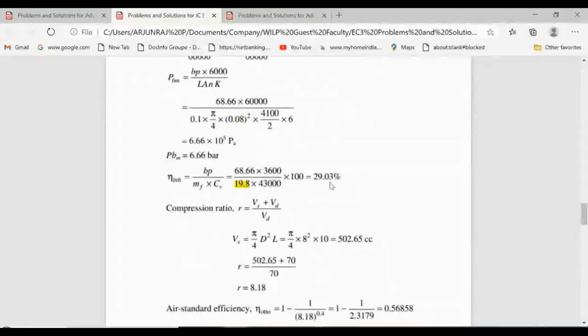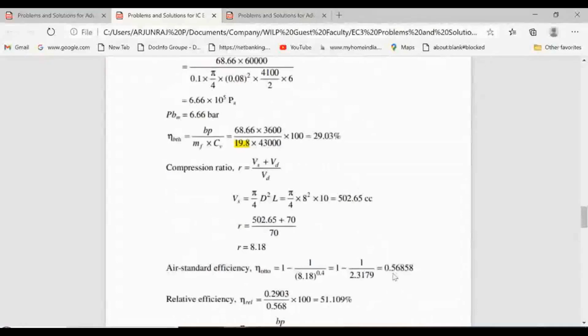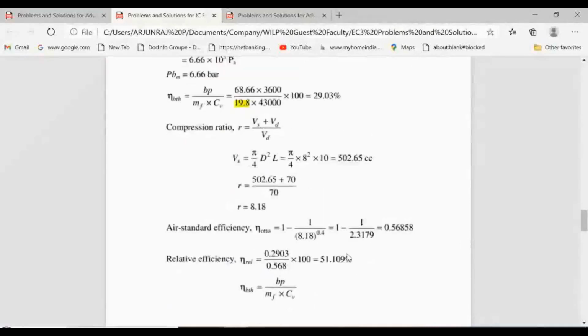With respect to brake power, you have to take the brake thermal efficiency, nothing but 29.03, and with respect to the air standard, what you take is 56.8. So when you divide these two, you get the relative efficiency, which is nothing but 51.109.